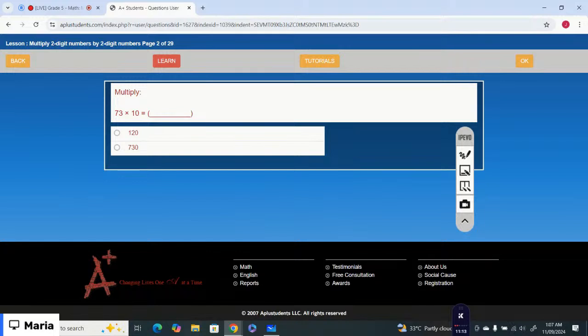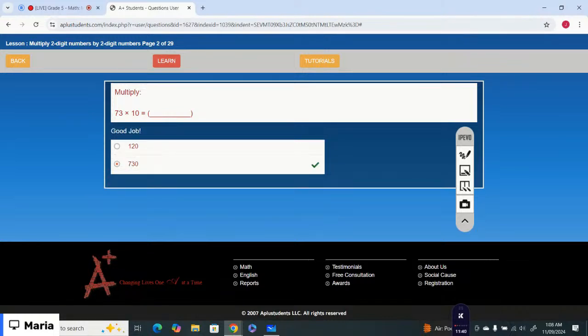So you have to multiply the number that has the 0. So just multiply the non-zero values. You have to do 73 times 1, that is 73. And then you add the 0 at the end, right? So that is 73 times 10. Option number 2 is the correct option. That is 730. 73 times 10 is 730.